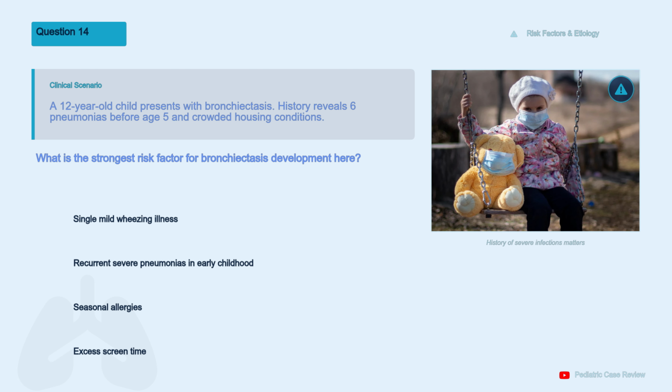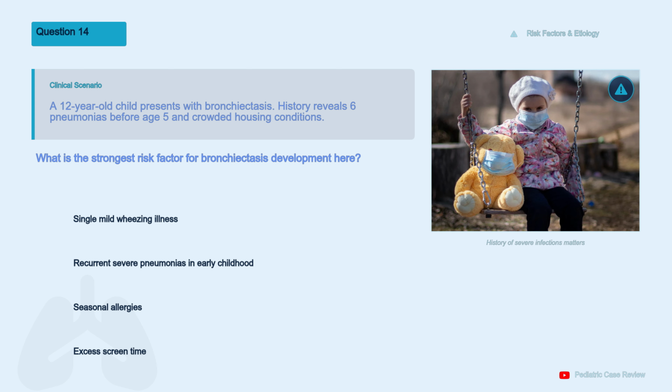Question 14. A 12-year-old child presents with established bronchiectasis. History reveals 6 episodes of pneumonia requiring hospitalization before age 5 years, and the family lives in crowded housing with multiple occupants. What is the strongest risk factor for bronchiectasis development in this clinical scenario? Option A, single mild wheezing illness in infancy. Option B, recurrent severe pneumonias in early childhood. Option C, seasonal allergies. Option D, excess screen time.